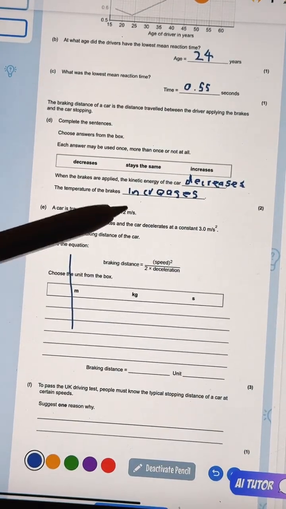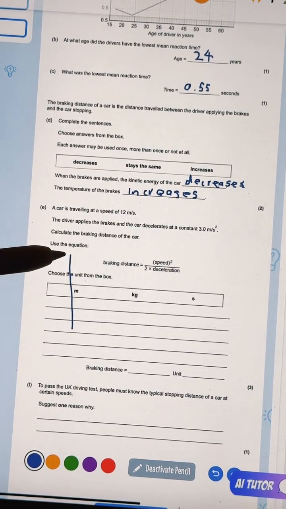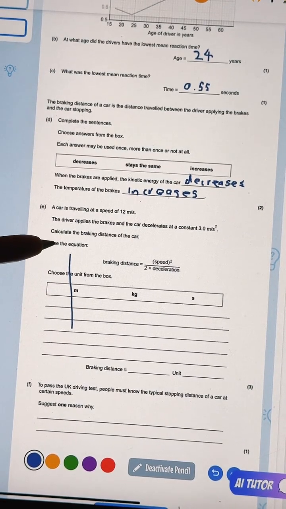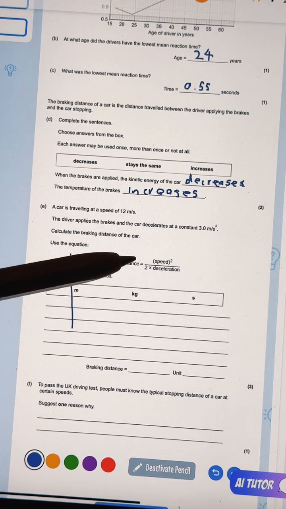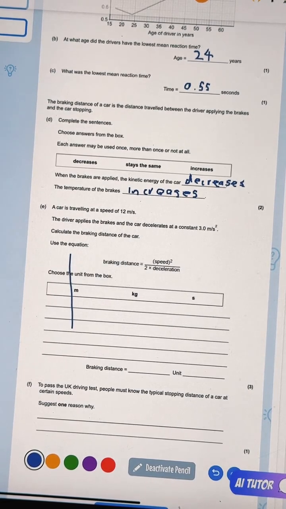So a car is traveling at a speed of 12 meters per second. The driver applies the brakes and the car decelerates at a constant 3 meters per second squared. Calculate the braking distance of the car using the equation given. Braking distance equals speed squared over 2 times deceleration. Yeah, so they've given you the formula here.